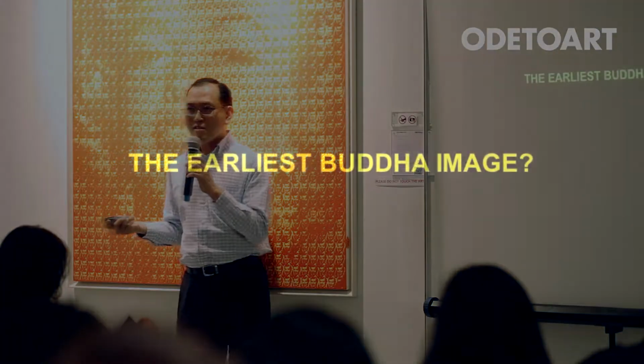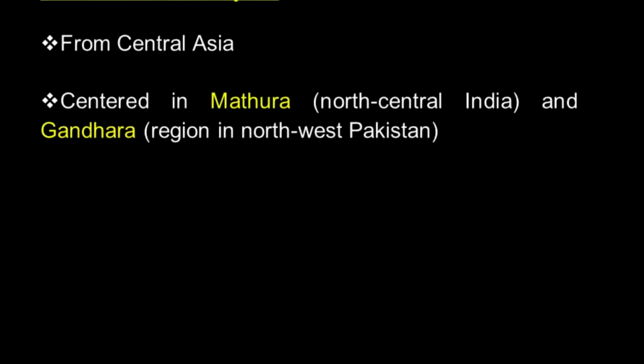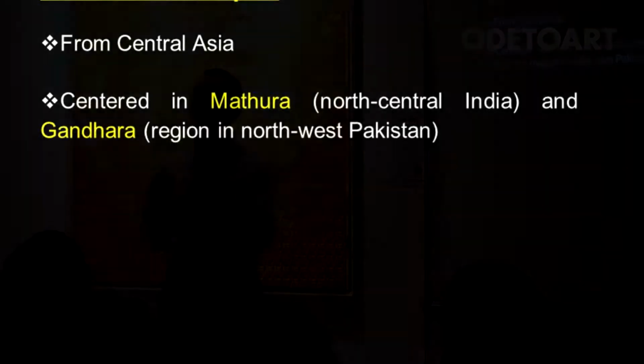Now, this is arguably the earliest Buddha image. But before that, there's no doubt that the Buddha image originated in India, and it originated at the time of the Kushan Empire. The Kushans were people from Central Asia, and this particular empire was centered in Mathura, in north-central India, and Gandhara, in what is today Pakistan, or northwest Pakistan.